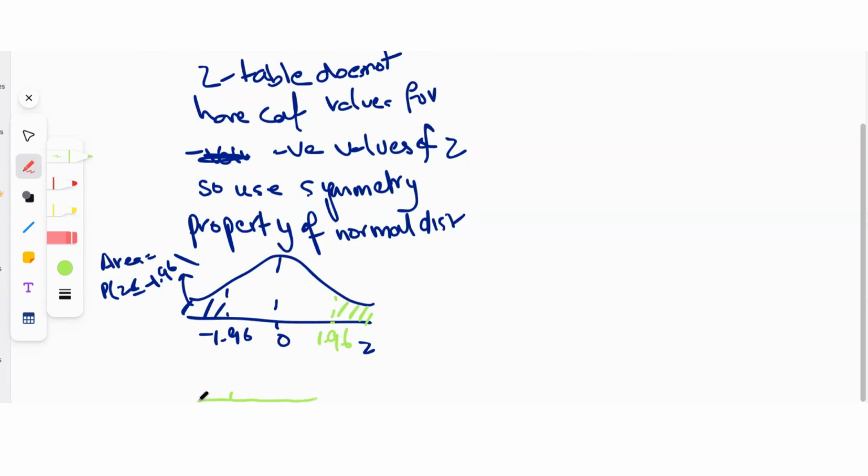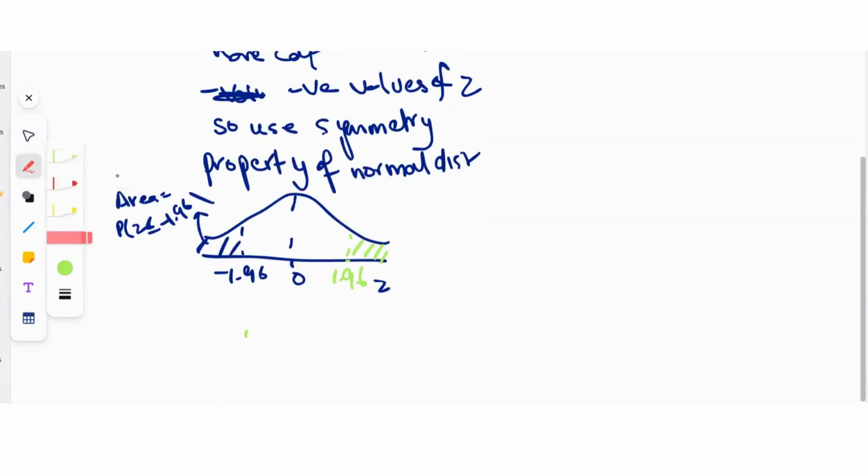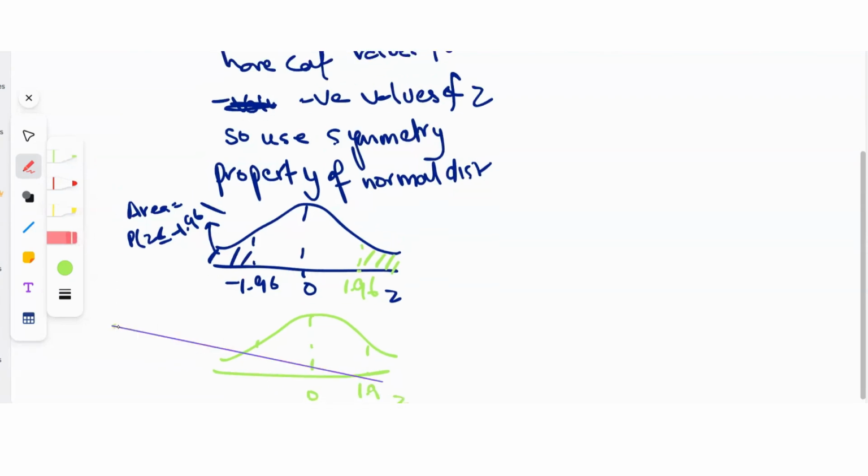So if I plot this again below this, let's just make this nicely over here. If I make this PDF again, this is Z. So essentially the area I'm interested in is this. Right, so if we go back, this is the area we are interested in. By symmetry, this is the same as the area we wanted.